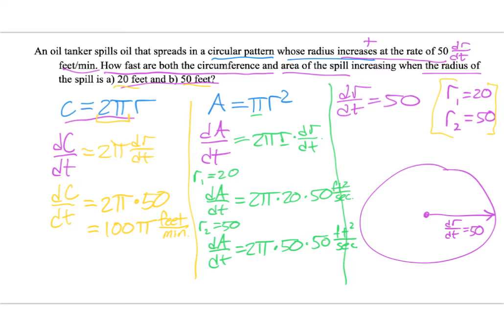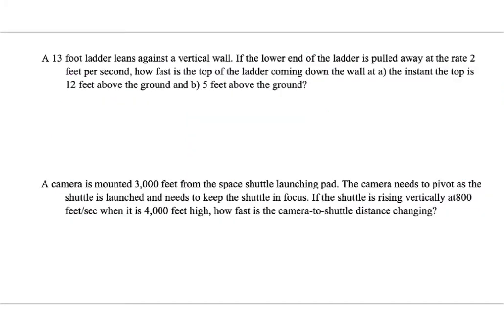Oof. Oh, no, look, we've got a ladder problem. I'm going to draw my picture. So you've got a 13-foot ladder. Okay. Leans against a vertical wall. The lower end of the ladder is pulled away at a rate of 2 feet per second. So this distance is growing at 2 feet per second. I'm going to call that dx/dt.